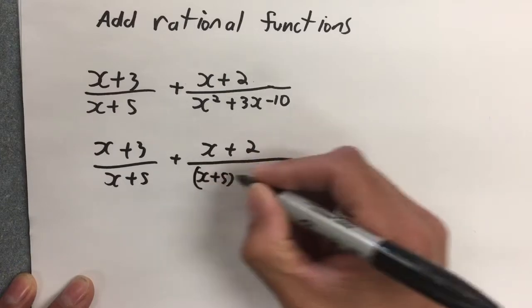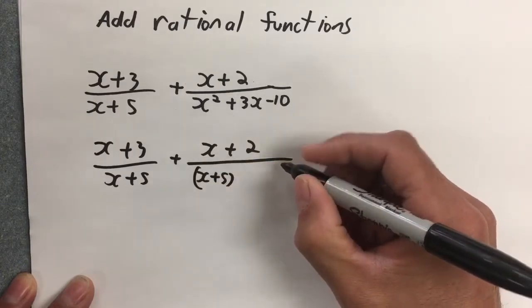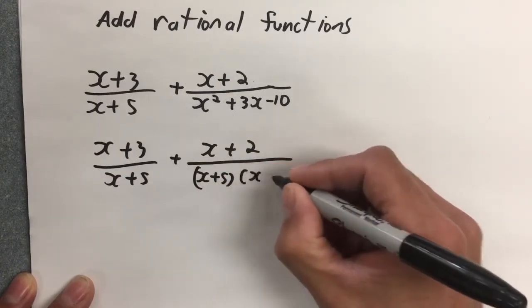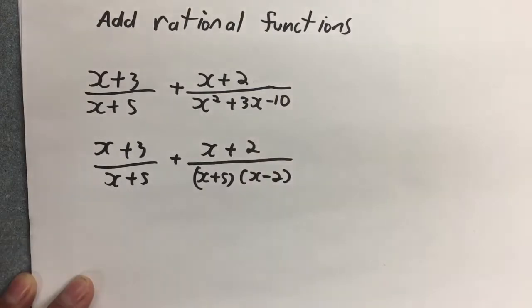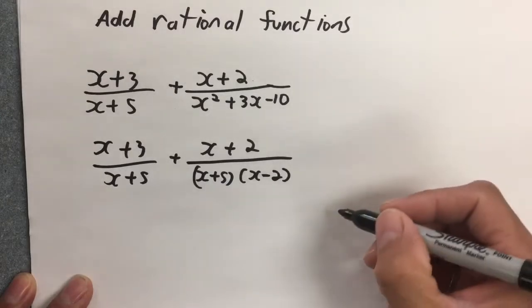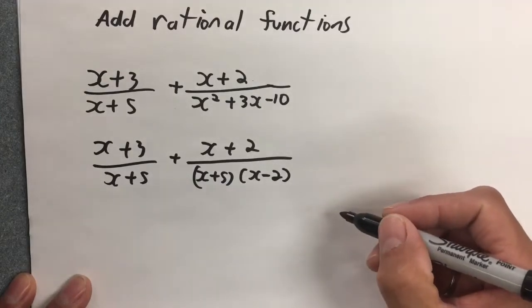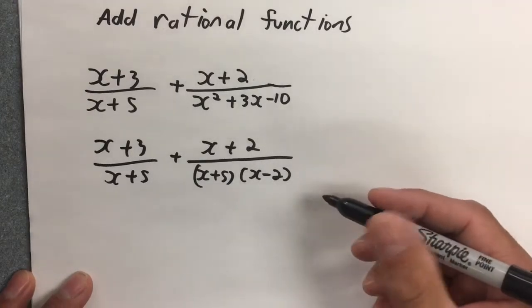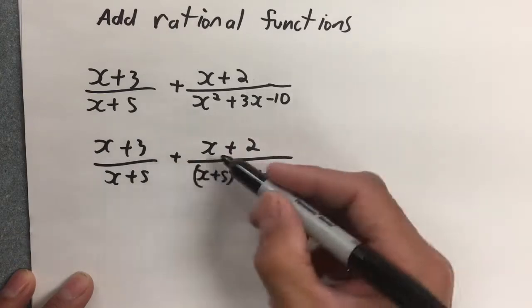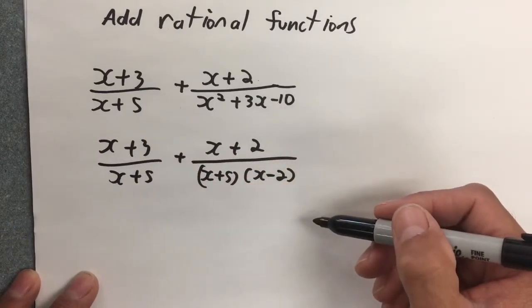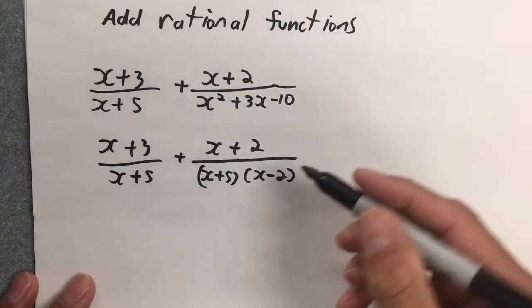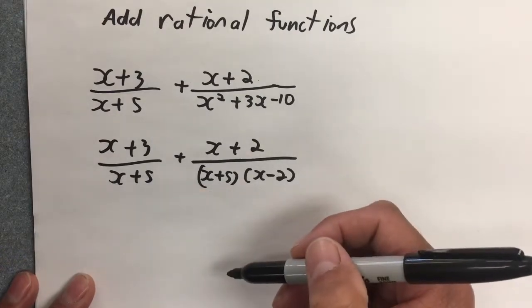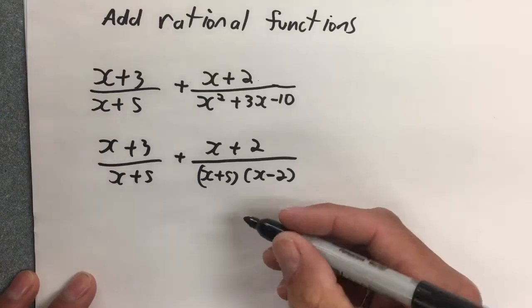Couldn't you have a 5 this way? And couldn't it be the other way around? Like negative 2, positive 5, or... Oh, sorry. So we've got x plus 5 times x minus 2 in the denominator. And as you can see, each of these rational expressions have x plus 5 in the denominator. All we need to do is multiply the first term, top and bottom, by x minus 2.